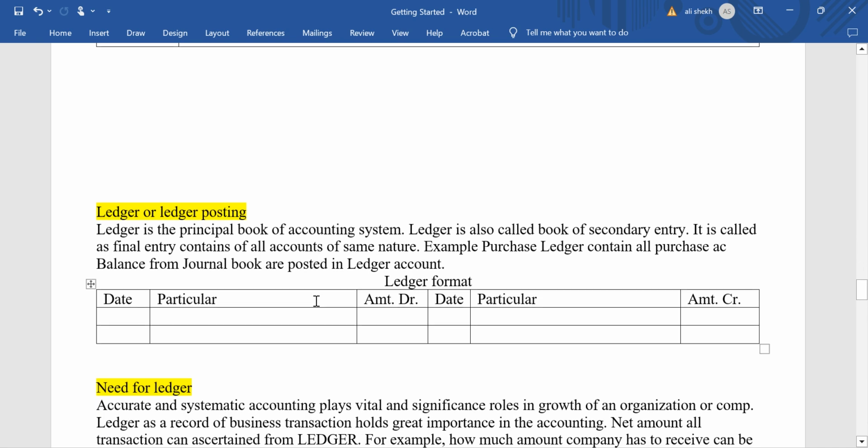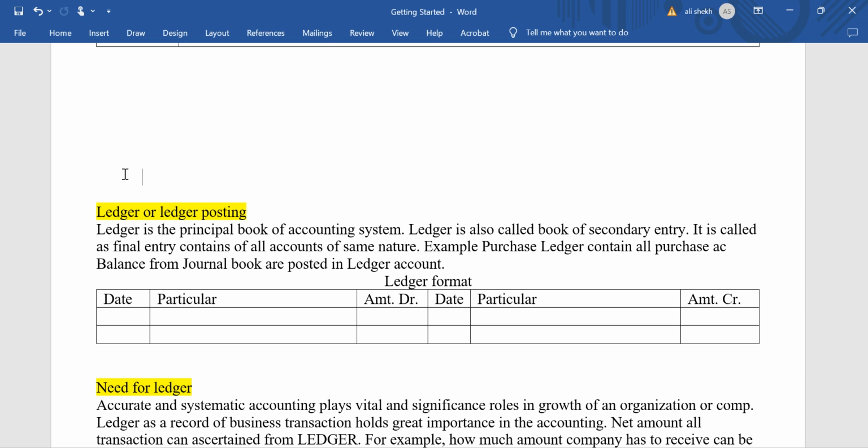So this was our first step, journal entry. Second step starts with ledger posting.